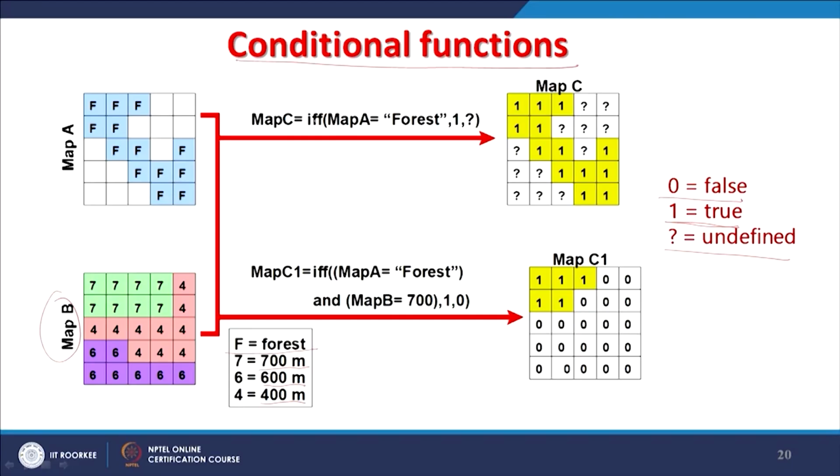So, in this map C example, if map A equals forest, then 1, else unidentified, because I know while inputting that there are areas which do not have any other value.